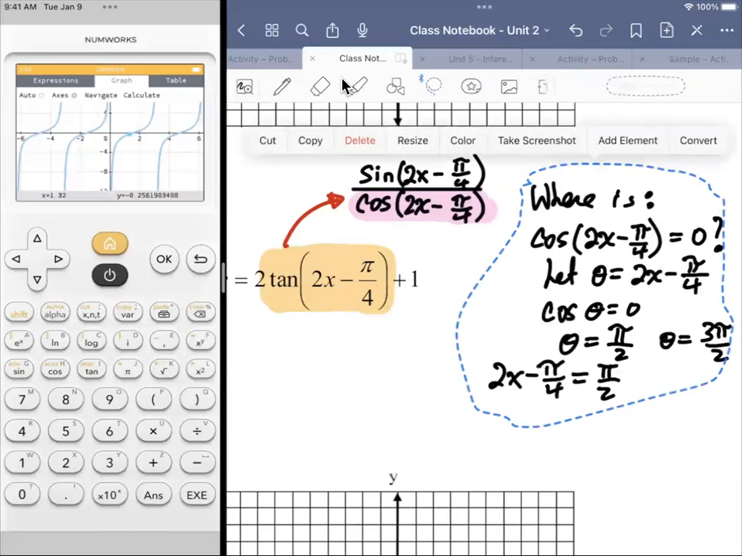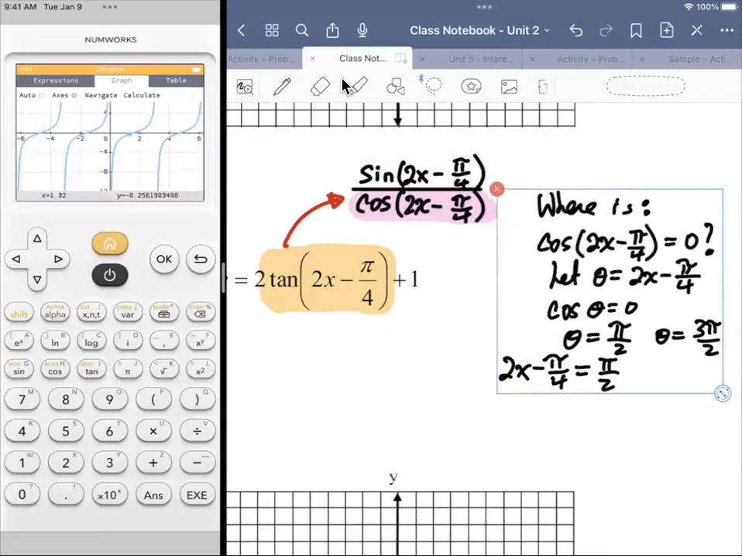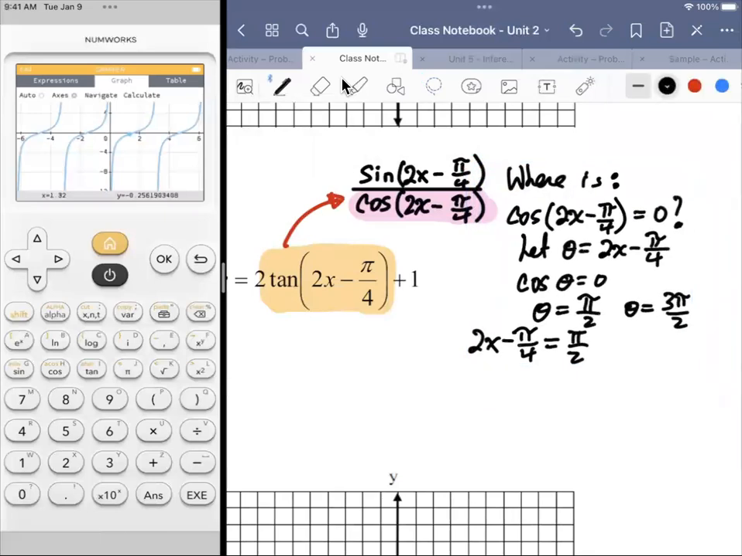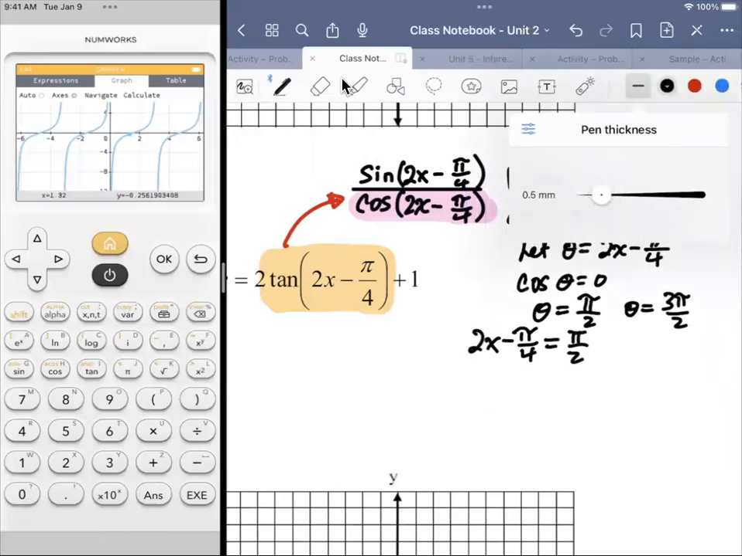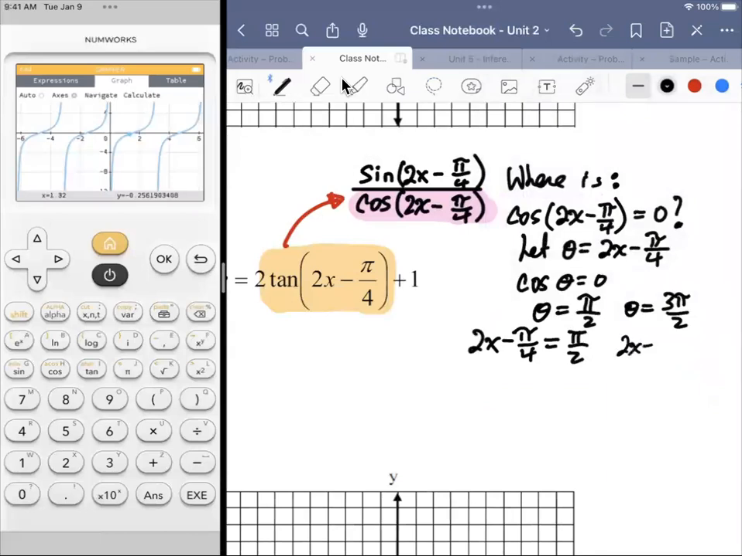Let me just create a little more space. So 2x minus pi over 4 is equal to 3 pi over 2. All right. So I'm going to solve for the value of x. I'm going to add pi over 4 to both sides. All right. So pi over 2 is the same as 1/2 pi. Pi over 4 is the same as 1/4 pi. A half plus a quarter is 3/4. So 3 pi over 4.